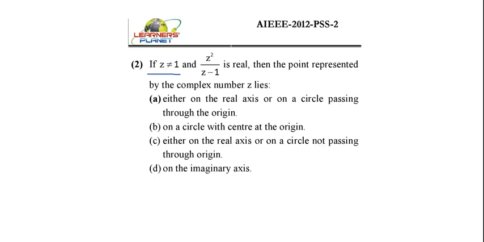If z is not equal to 1 and z square over z minus 1 is a real number, then the point represented by z in the complex plane will be. We have been provided with some options, so let us start doing this question on the whiteboard.